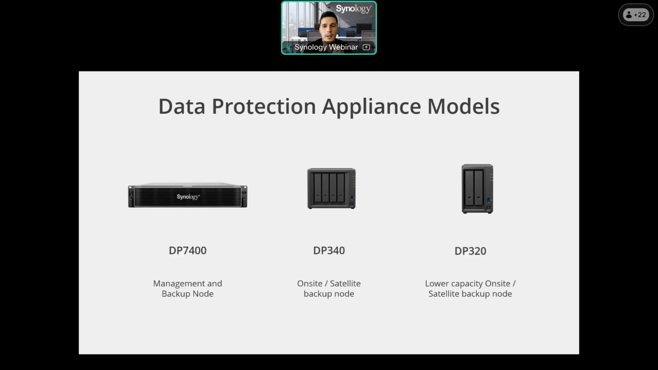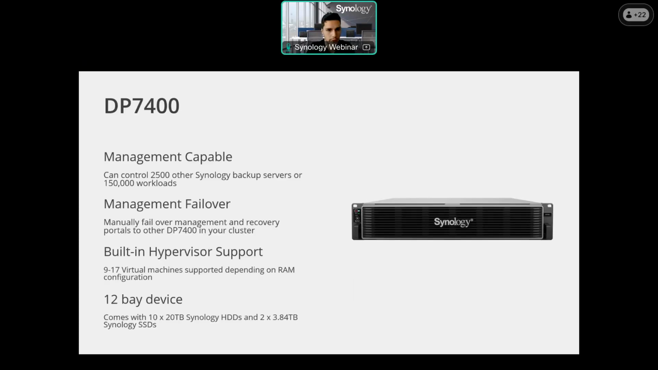And there are two other devices in the lineup, the DP340 and the DP320, a 4-bay and a 2-bay device respectively. And these devices are intended to be utilized at your remote locations that you might have smaller data loads. You can place these DP desktop devices at those sites and control their backups centrally from your DP7400. And if you take a look at DP7400, it's capable of managing 2,500 other Synology backup servers and up to 150K workloads.